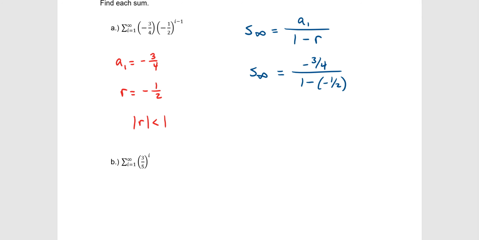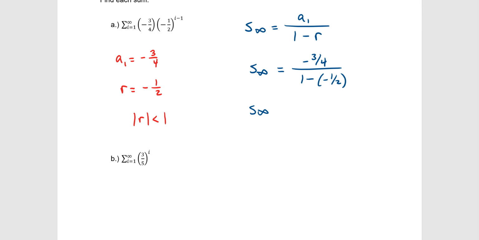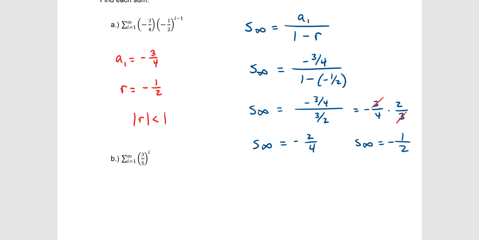And maybe let's just do this one by hand just so we can remember how to simplify complex fractions. That's negative 3/4 divided by 1 plus 1/2, which is 3/2. And if we were dividing, this is the same as keep, change, flip. Keep the first one the same, multiply by the reciprocal of the denominator. So we get negative 3/4 times 2/3. And we can see that these 3's cancel. We're left with negative 2/4, which ends up simplifying to negative 1/2.